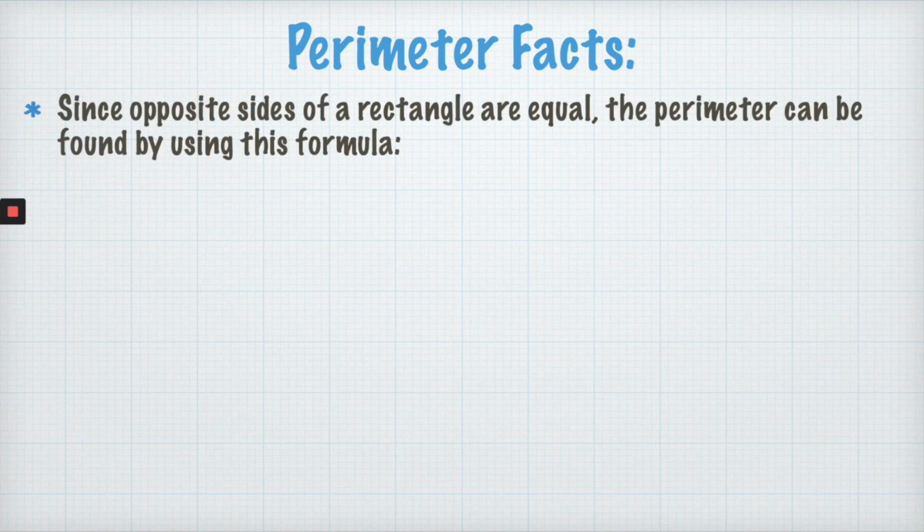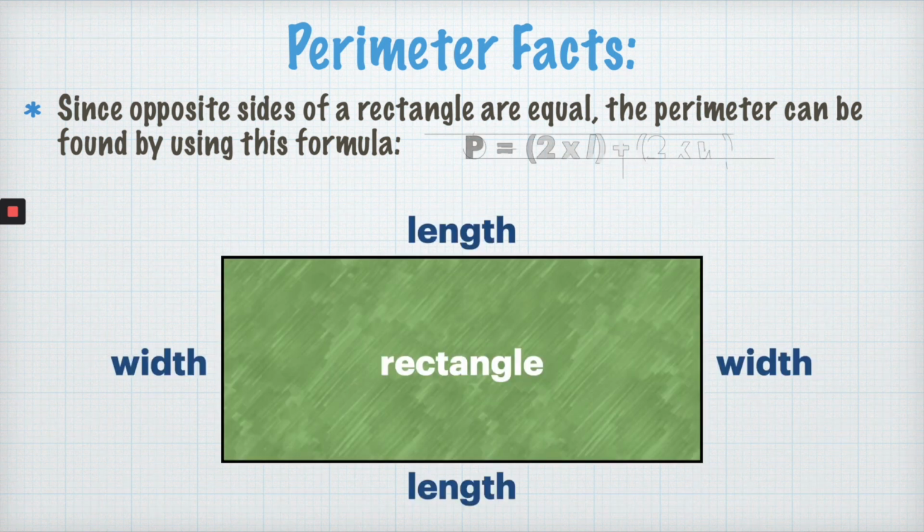Since opposite sides of a rectangle are equal, the perimeter can be found by using this formula: P equals 2 times L plus 2 times W. And so we have two lengths, so we have that 2 times L, 2 times the length and 2 times the width, because we have two widths. Opposite sides of a rectangle are equal, also meaning congruent.